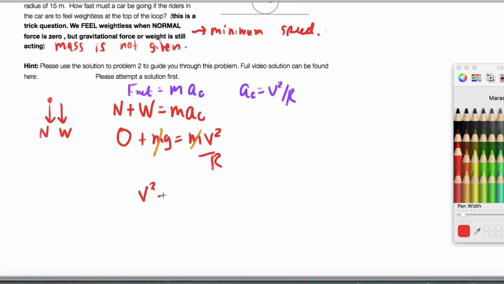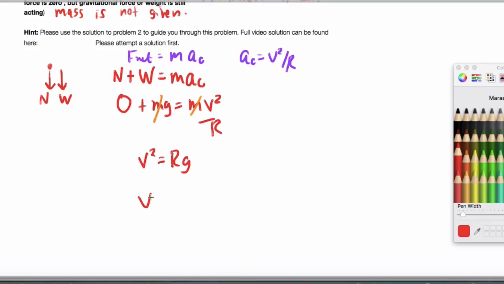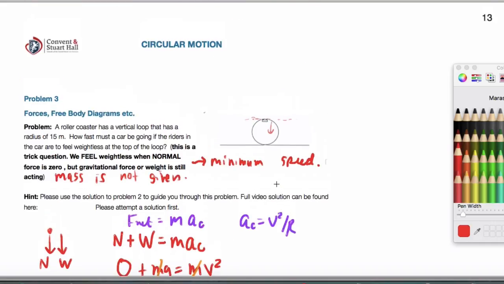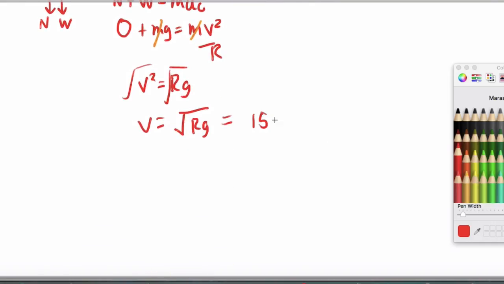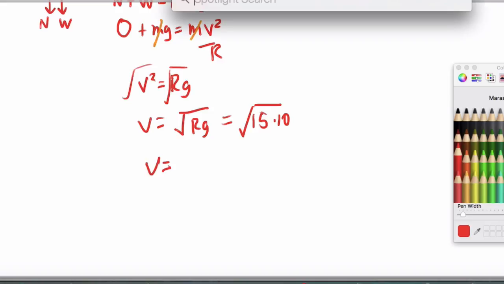So we're going to isolate v squared as rg. And then we're going to get v as the square root of rg. So I did a little bit more algebra here, taking the square root of both sides. I'm going to plug in my numbers. So we get 15 meters times 10 under the square root. So v actually ends up being, I don't know, like 12 point something.